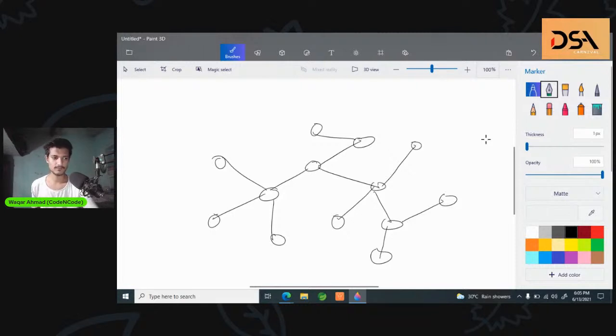So there are two most widely used techniques to represent the structure of the tree. First is adjacency matrix representation, and the other is adjacency list representation.